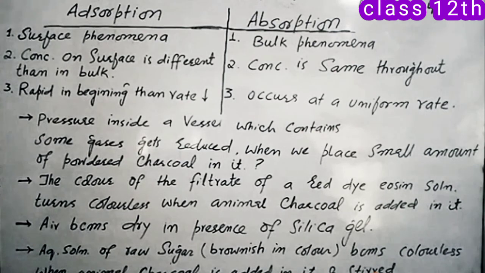But absorption is a bulk phenomenon, because here the molecules of the species get distributed thoroughly into the body of the other substance. Just if you have a piece of cloth and you put it in water, you will see that water molecules get absorbed. They get uniformly distributed throughout the cloth. Similarly, in case of adsorption, the concentration on the surface is different from that in the bulk, but in case of absorption, the concentration is the same throughout. Another difference you can remember is that adsorption is in the beginning rapid, then the rate decreases until equilibrium is reached. But in case of absorption, it always occurs at a uniform rate. So I hope, dear students, that you have understood the difference between adsorption and absorption.